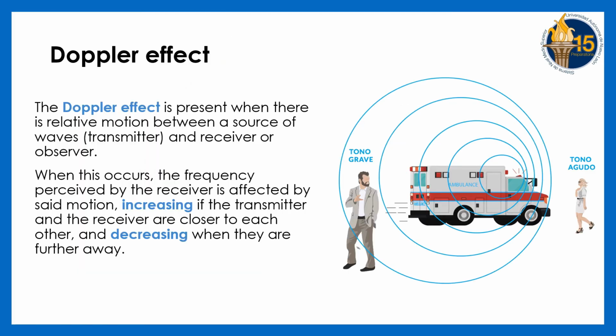Another interesting effect in acoustics is the Doppler effect. The Doppler effect is present when there is a relative motion between a source of sound and the receiver or observer. When this occurs, the frequency perceived by the receiver is affected by the said motion, increasing if the transmitter and the receiver are closer to each other, and decreasing when they are farther away.